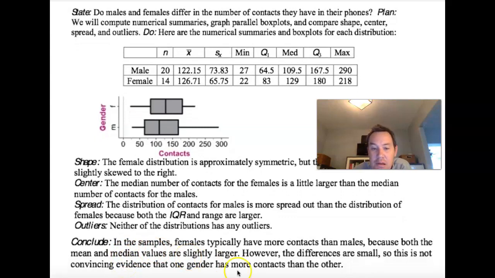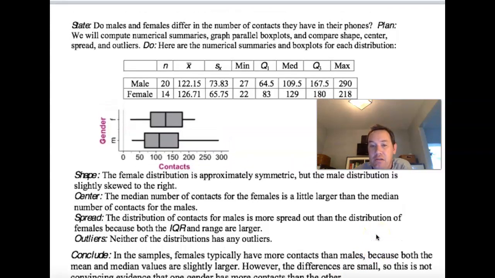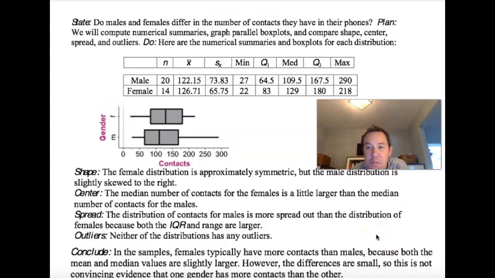In the sample, females typically have more contacts than males because both the mean and median values are slightly larger. So remember, they're using measures of center to discuss typical data values in that set. However, the differences are so small, so this is not convincing evidence that one gender has more contacts than the other. So basically saying, this could be just because of randomness in the sample. There don't seem to be extreme differences between the two.